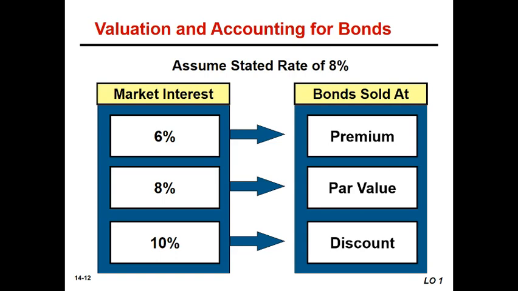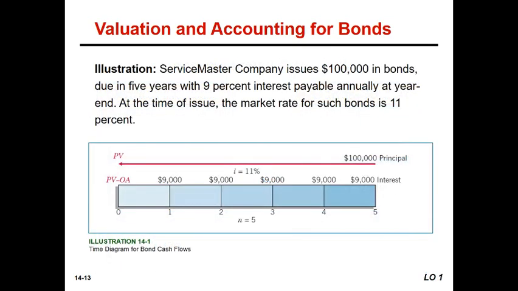To start off with, let's look here at Service Master. With Service Master, they're issuing $100,000 in bonds due in 5 years with a 9% interest payable annually at year end. Now, at the time of the issue, the market rate for similar bonds is 11%. We are paying less than the current market rate. If we are paying less than the current market rate, then our bonds are going to be issued at a discount.